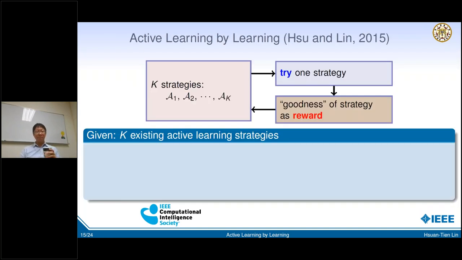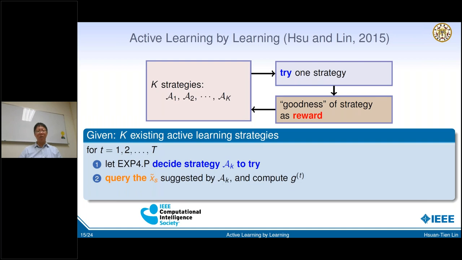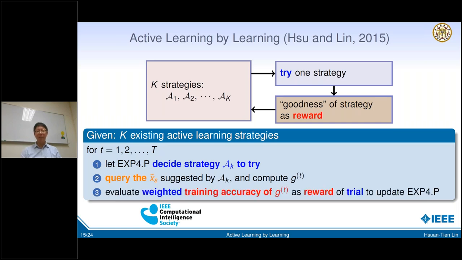So putting the bigger picture together, we have a trial and reward algorithm. And in the trial part, we use exp4.p to decide the strategy to try and to follow the query suggested by the strategy. In the reward part, we evaluate the weighted training accuracy to update the bandit algorithm, in order to select a better strategy in the next round.